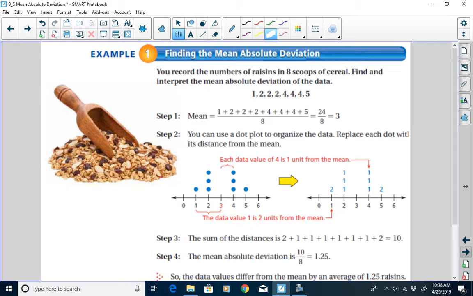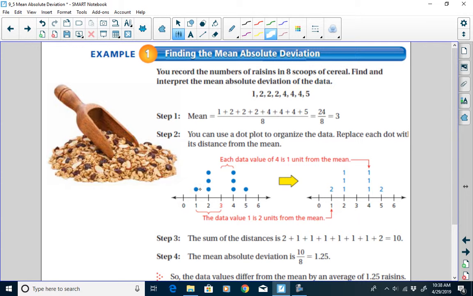All right? Here's another example. Finding the mean absolute deviation from a line plot. You record the number of raisins in 8 scoops of cereal. Find and interpret the mean absolute deviation of the data. Here are our number of raisins in scoops. So we have 1, we have 3 2s, right? 1, 2, 3. We have 3 4s, 1, 2, 3, and we have 1 5. We find the mean of that data, which is 3.